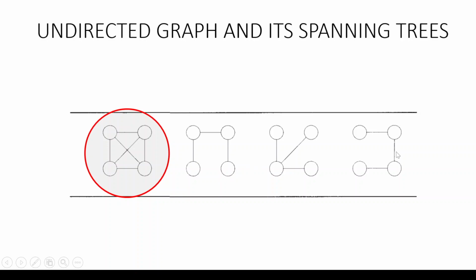All the vertices are connected here, right? The vertices are connected and there are no cycles in the spanning tree, the number of edges is V minus 1, and the number of vertices is the same as that of the undirected graph that is given. So these are the 3 different spanning trees of the graph that is given here in the example.